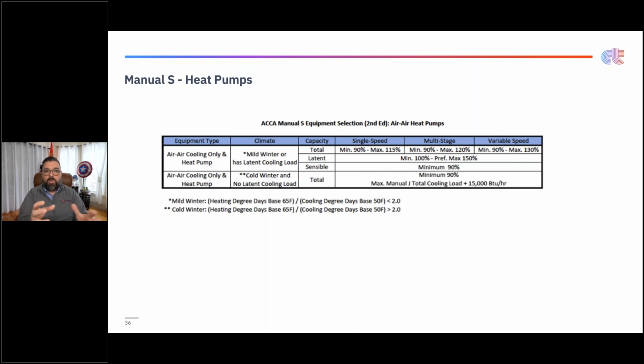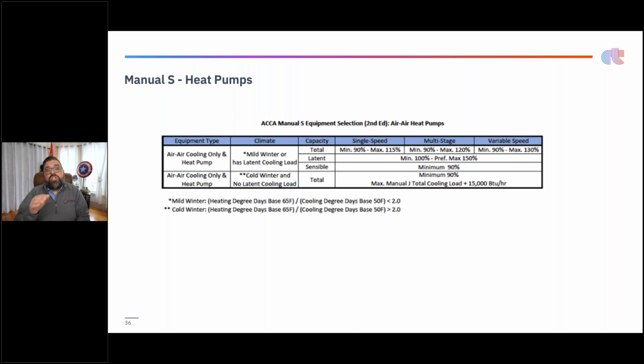If you have zoned ductwork, you can undersize it and still meet the needs of the house. Not drastically, though. Maximum for a single speed piece of equipment is 115% of the cooling gain. Of course, it's 90 to 120% for multi-stage, and for variable speed, which is most ductless and mini split heat pumps in the market, it'll be 90 to 130% of your total heat gain.